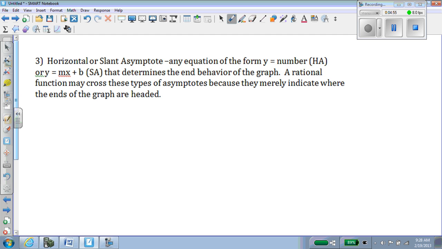Okay. Once we've taken care of domain restrictions, which lead to either removable discontinuity or vertical asymptote, then we consider horizontal or slant asymptote. A horizontal or slant asymptote is any equation of the form y equals number, that would be for a horizontal asymptote, or y equals mx plus b, that would be a slanted line as an asymptote. And these determine the end behavior of the graph. So a rational function may cross these types of asymptotes because they merely indicate where the ends of the graph are headed.